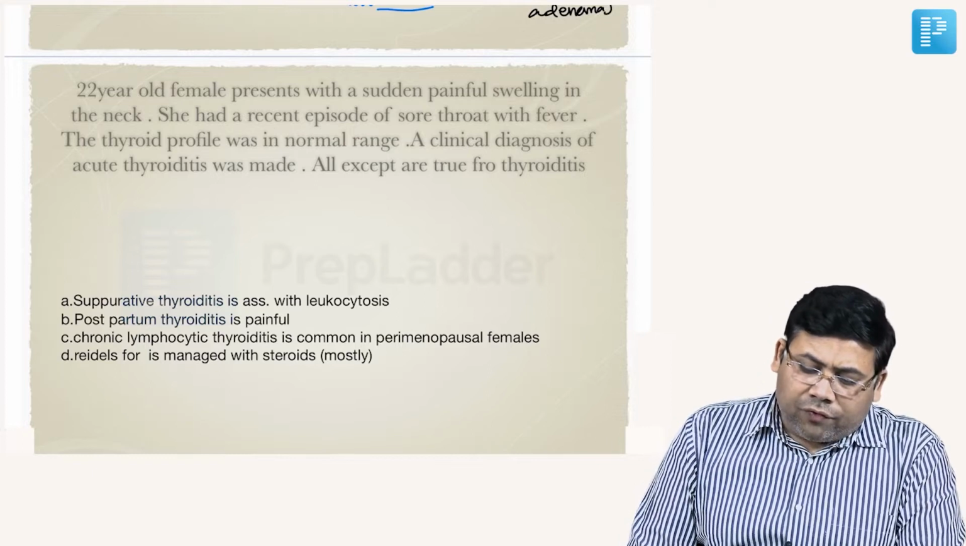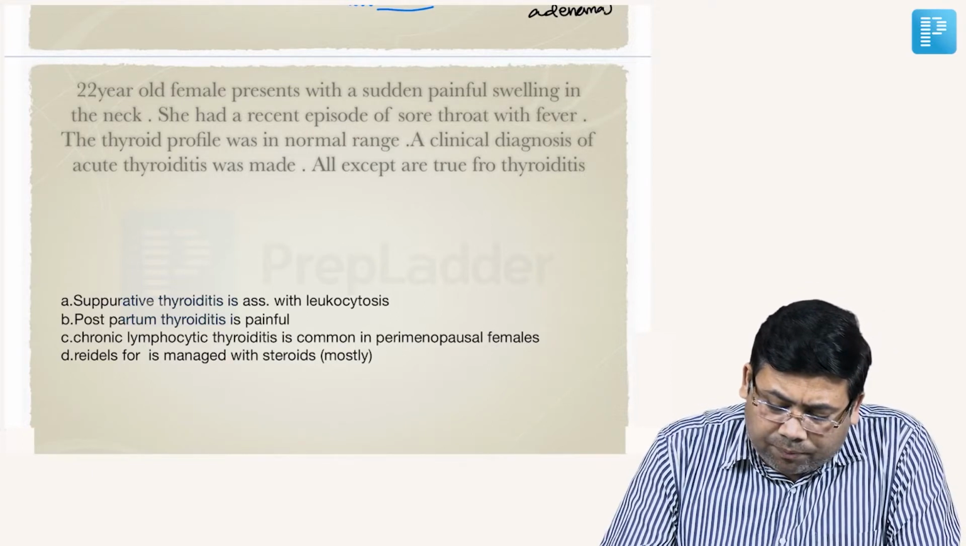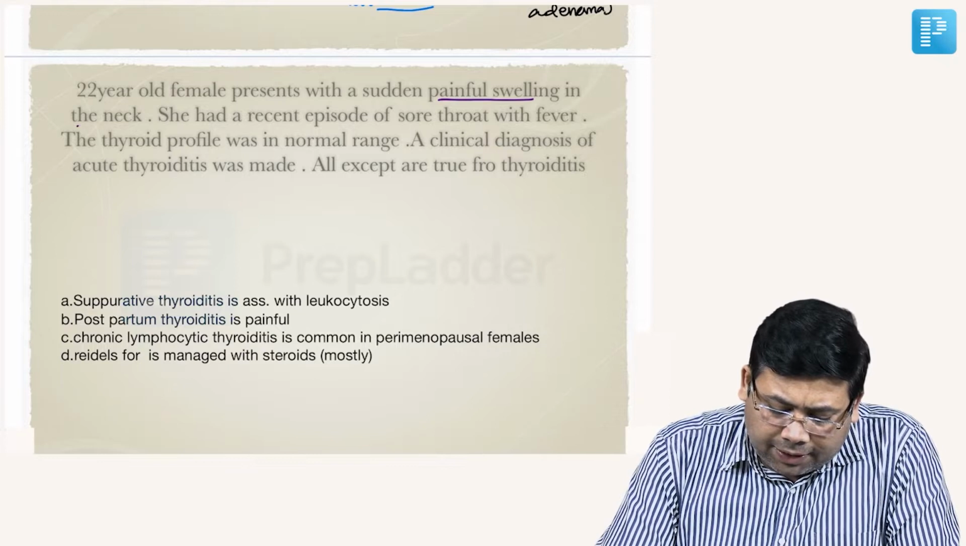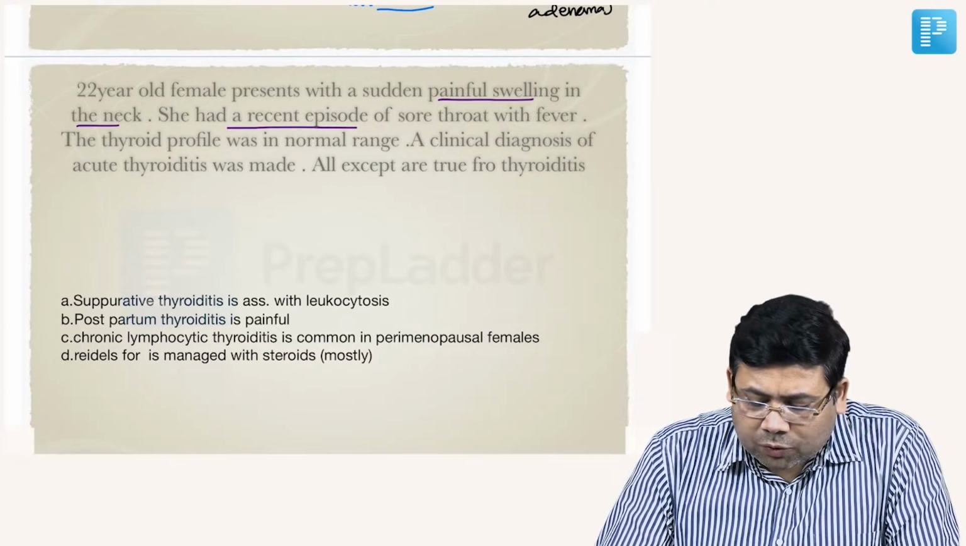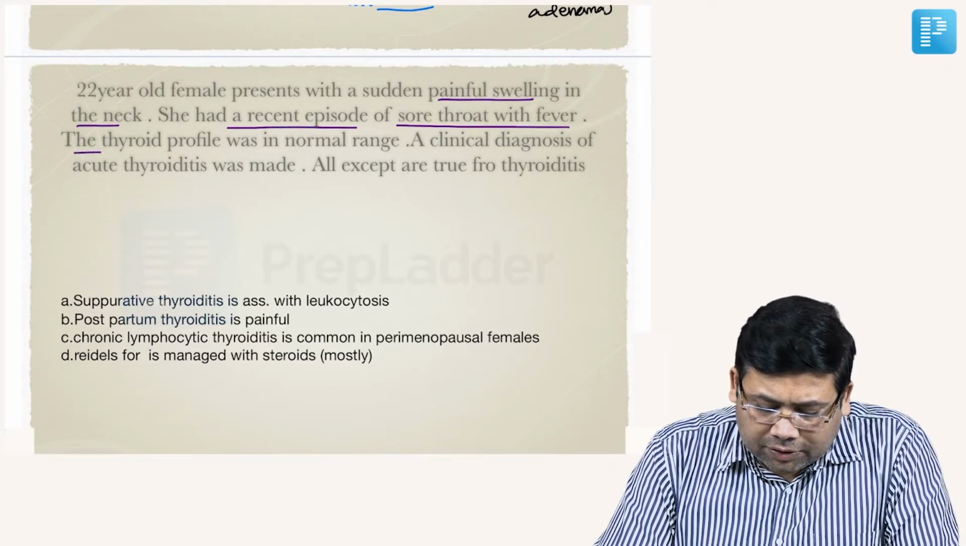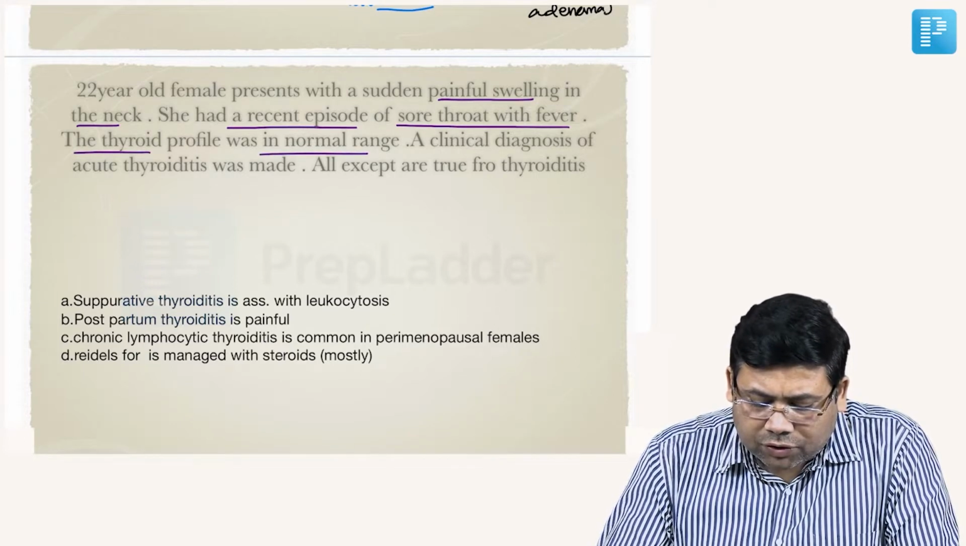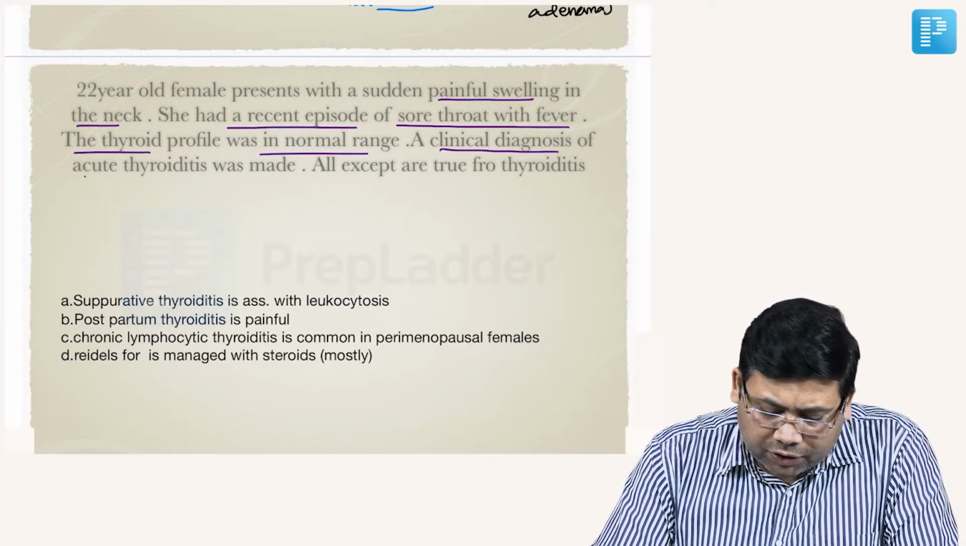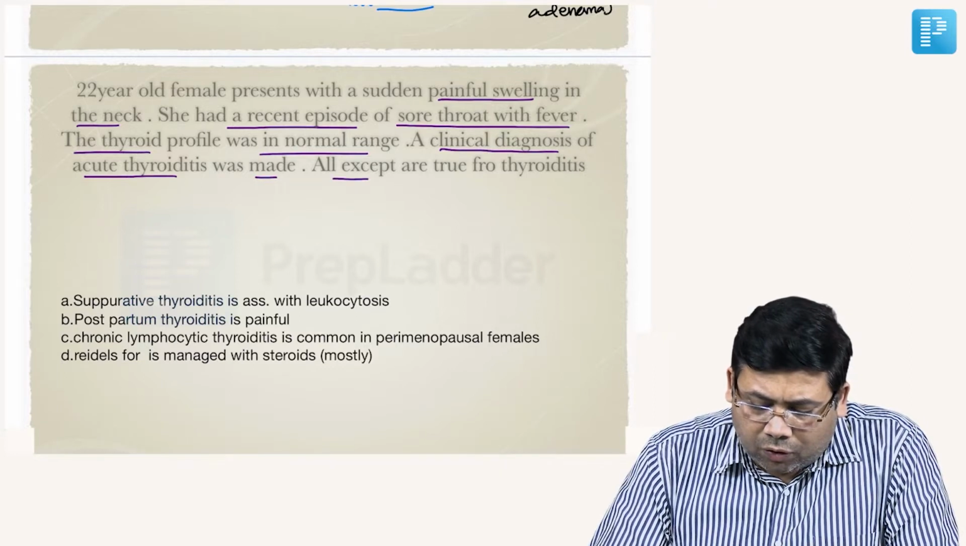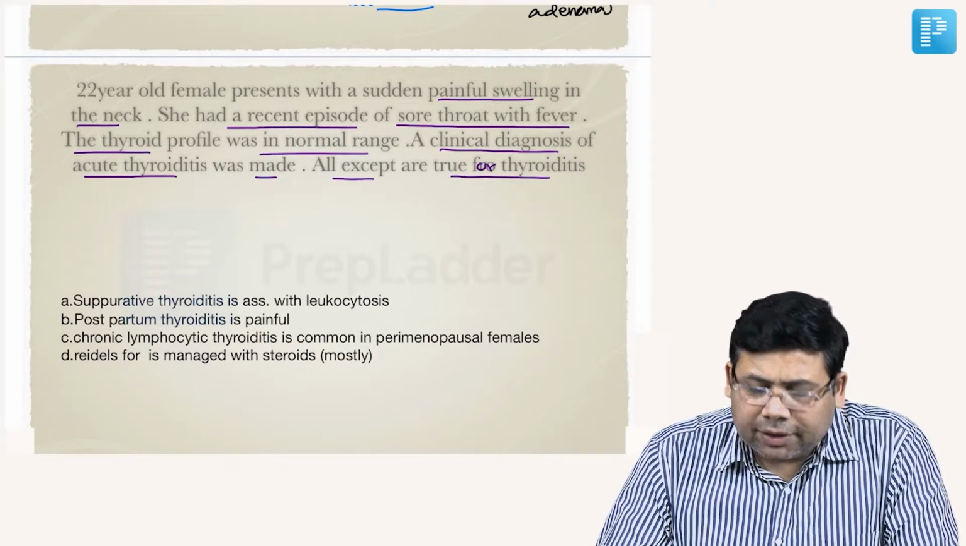A 22-year-old female presents with a sudden painful swelling in the neck. She had a recent episode of sore throat with fever. Thyroid profile was normal. It was in normal range. A clinical diagnosis of acute thyroiditis was made. All except are true for the thyroiditis.